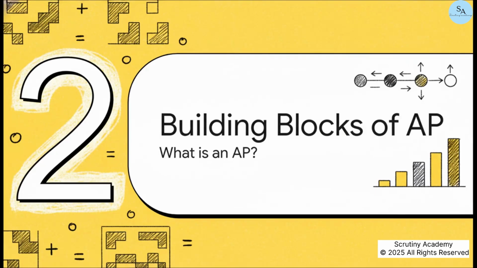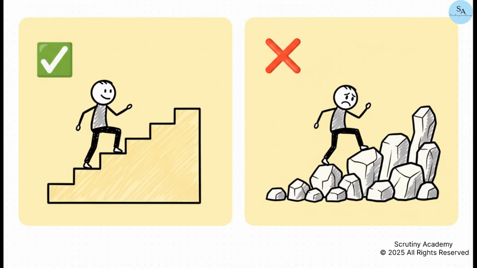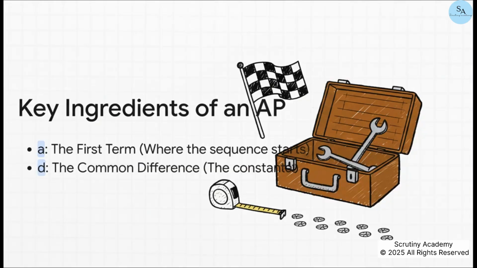Now, let's give this pattern a formal name and break down its parts. It's just a fancy way of saying we're adding the same number over and over again. So the crucial point is the difference must be constant. The sequence on the left is an AP, but the one on the right is not, because the step isn't the same every time. For our interest example, the first term A is 80, and the common difference D is also 80. Simple as that.